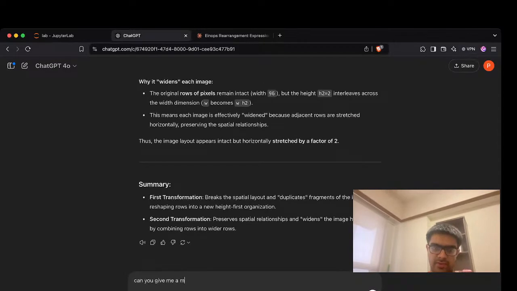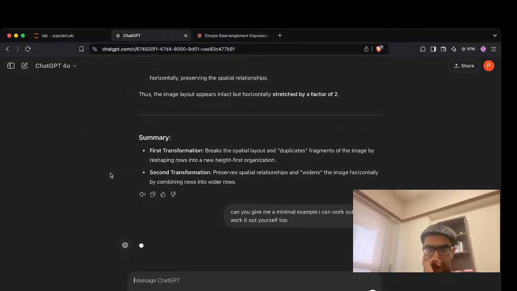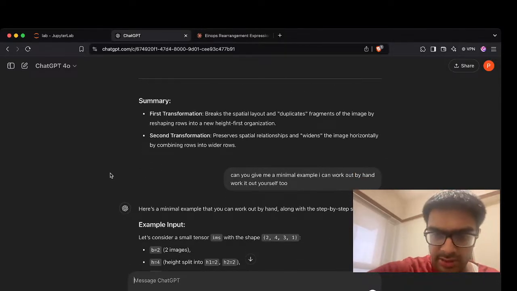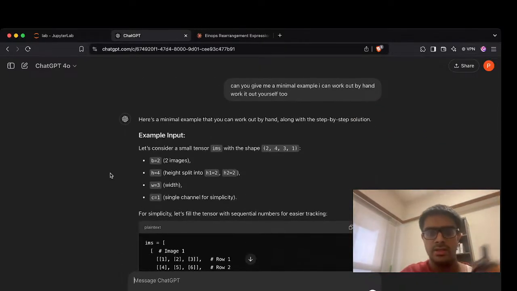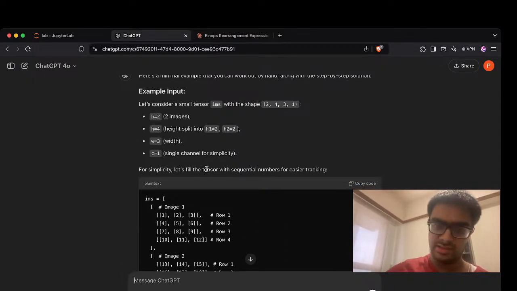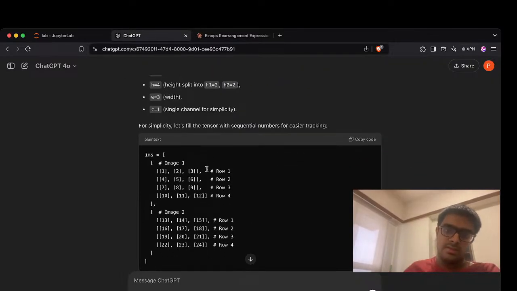Can you give me a minimal example I can work out by hand? Work it out yourself too. Suppose I have this small tensor 2, 4, 3, 1. Okay, B is 2 images, H is 4 split into 2 and 2. Okay, so then I say I have only 2 tensors, right? Fine. 1, 2, 3, 4, 5, 6, 7, 8, 9, 10, 11, 12. Okay, very easy.